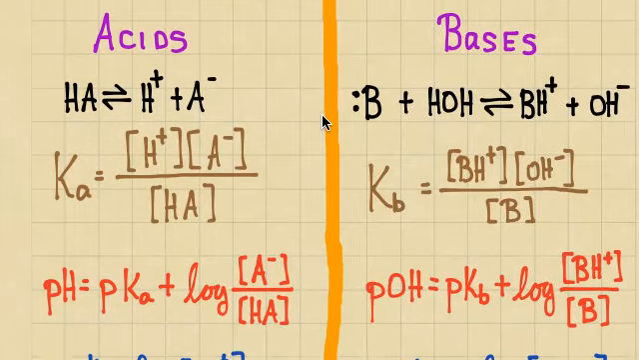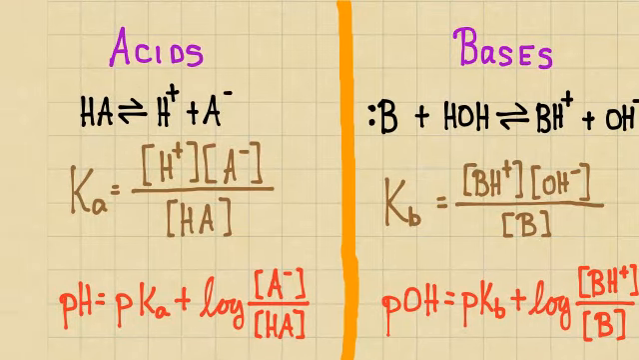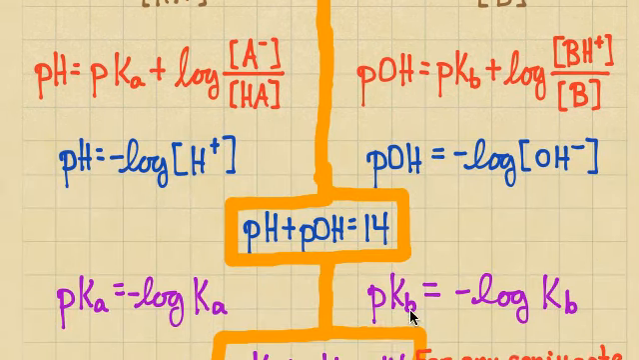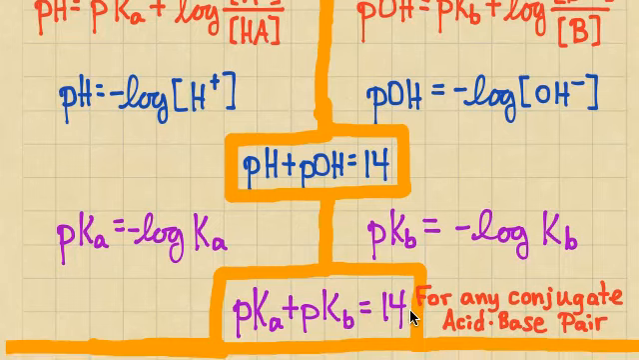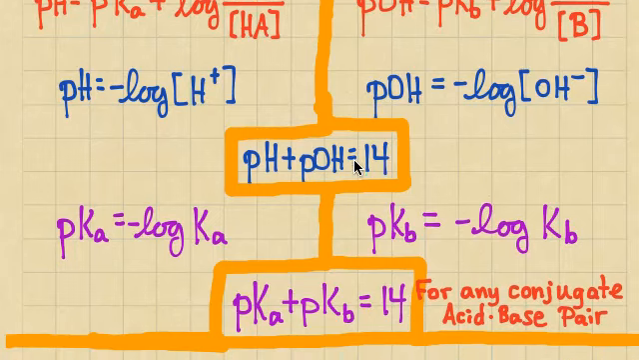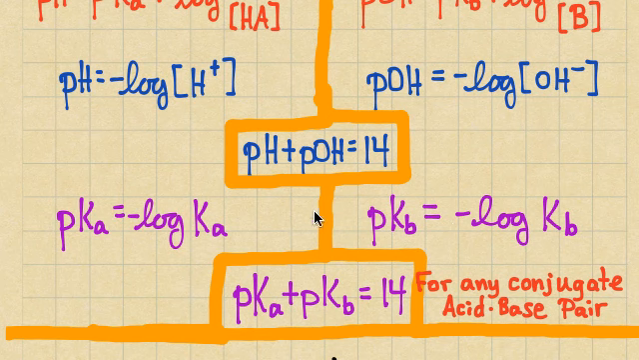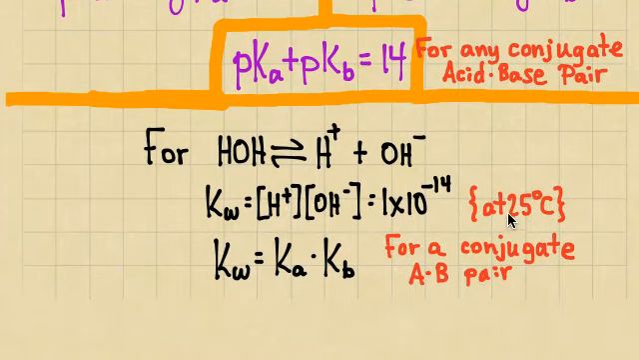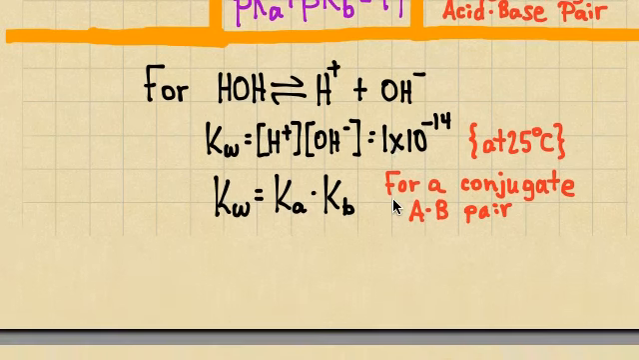Acids and bases, oh my goodness, a can of worms. I don't have time for examples here and now, but I'll just show you the equations again. For the acid, for the base, for the Ka, for the Kb, for the pH, for the pOH. Definition of pH, definition of pOH. The sum must be 14. pKa, pKb, negative log, for any acid conjugate base pair. And for water, at 25 degrees Celsius, the pH is about 7. 10 negative 7, 10 negative 7, 10 negative 14 multiplied together.